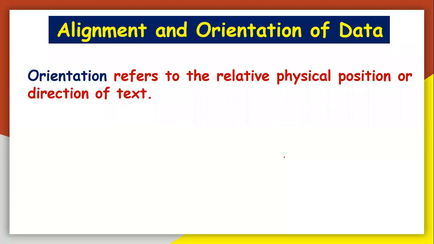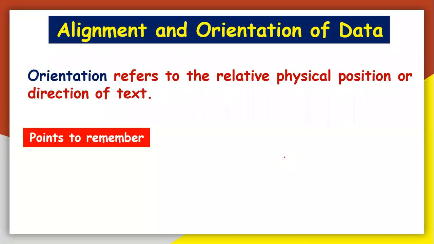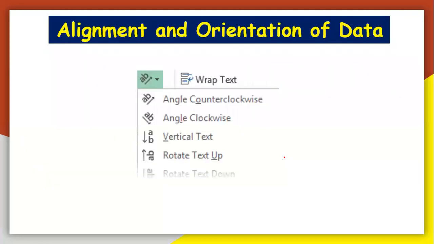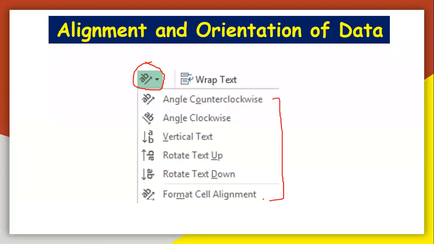Orientation refers to the relative physical position or direction of text. Excel applies horizontal alignment by default. So kindly consider, dear respected students, this is the cell, and this is the icon which is supposed to perform different kinds of orientations. And these are the different names of orientations we can apply.